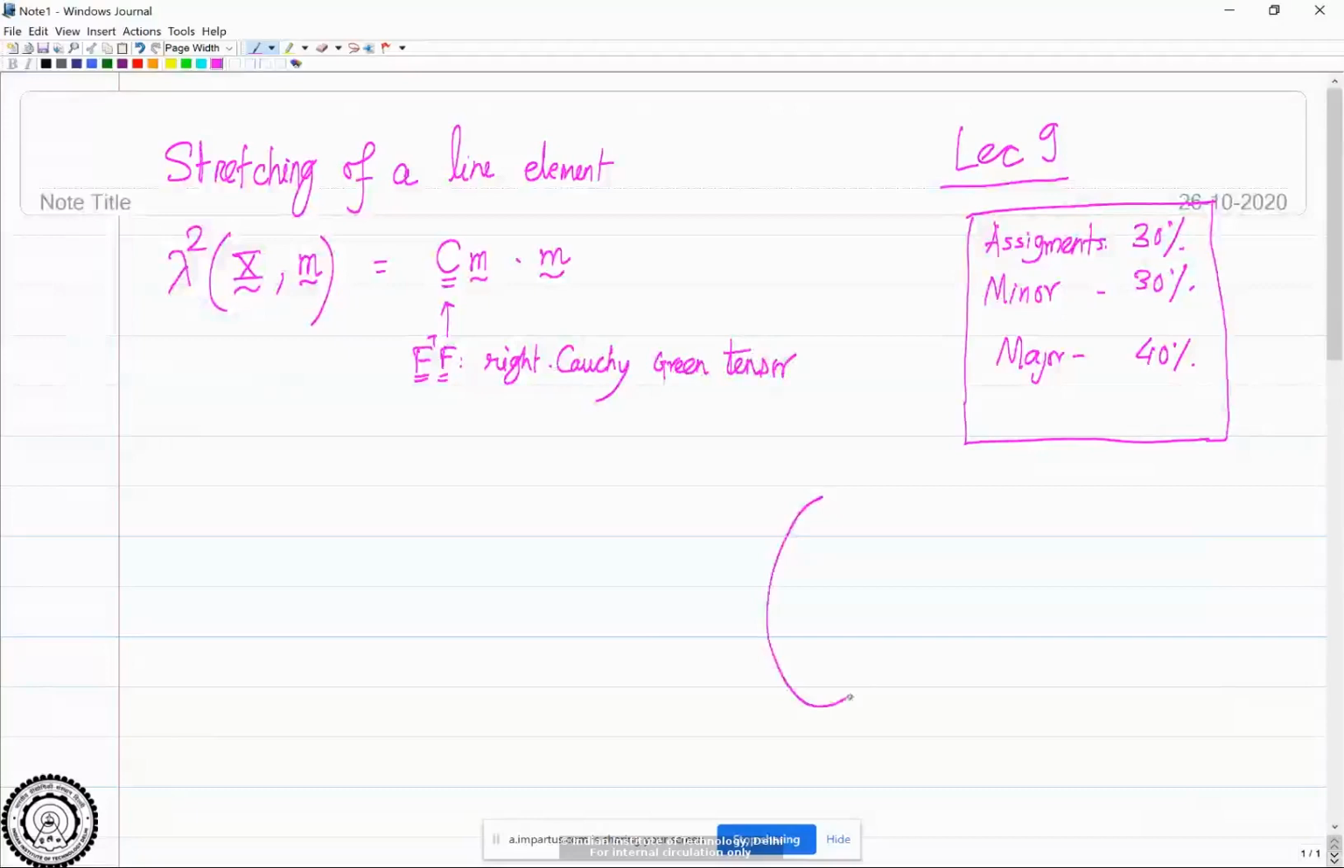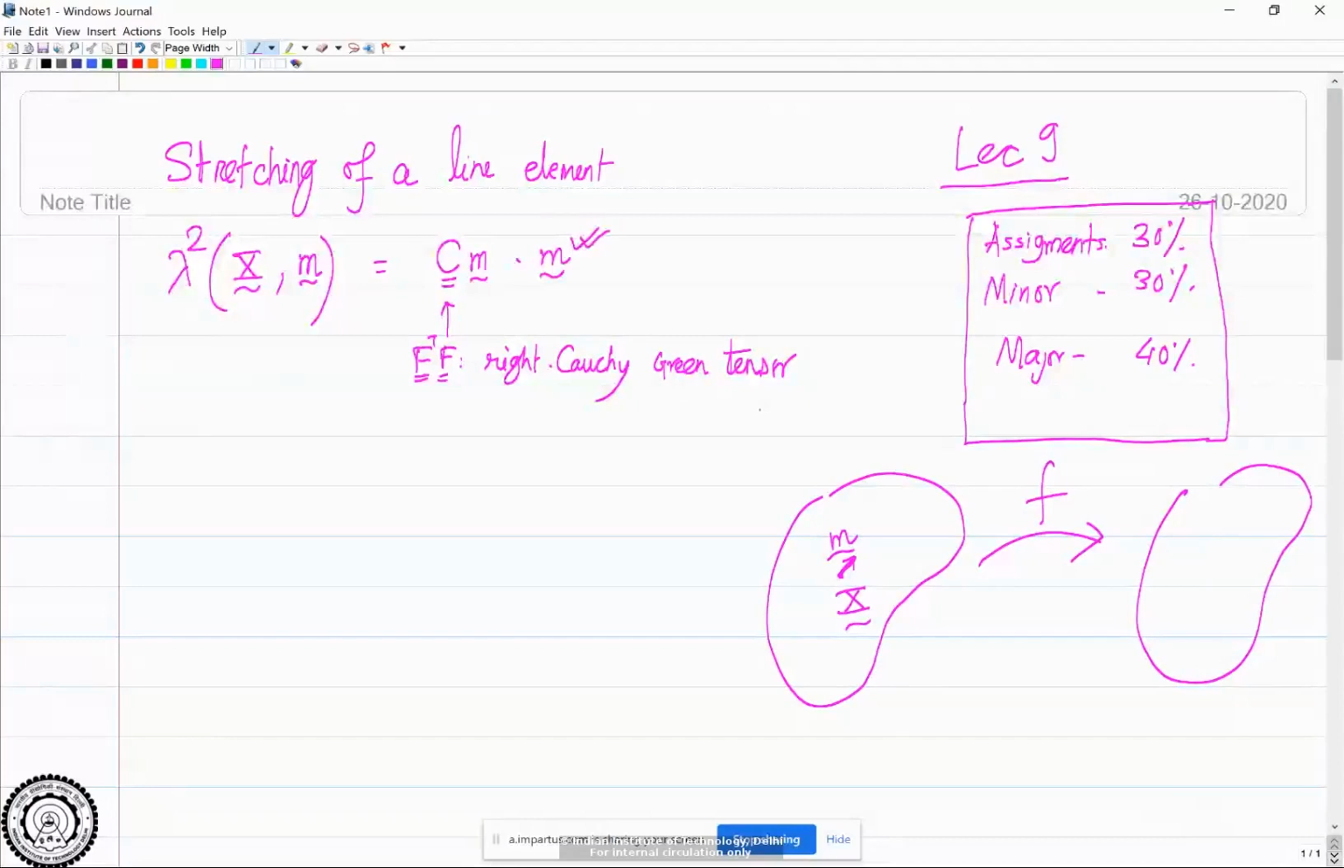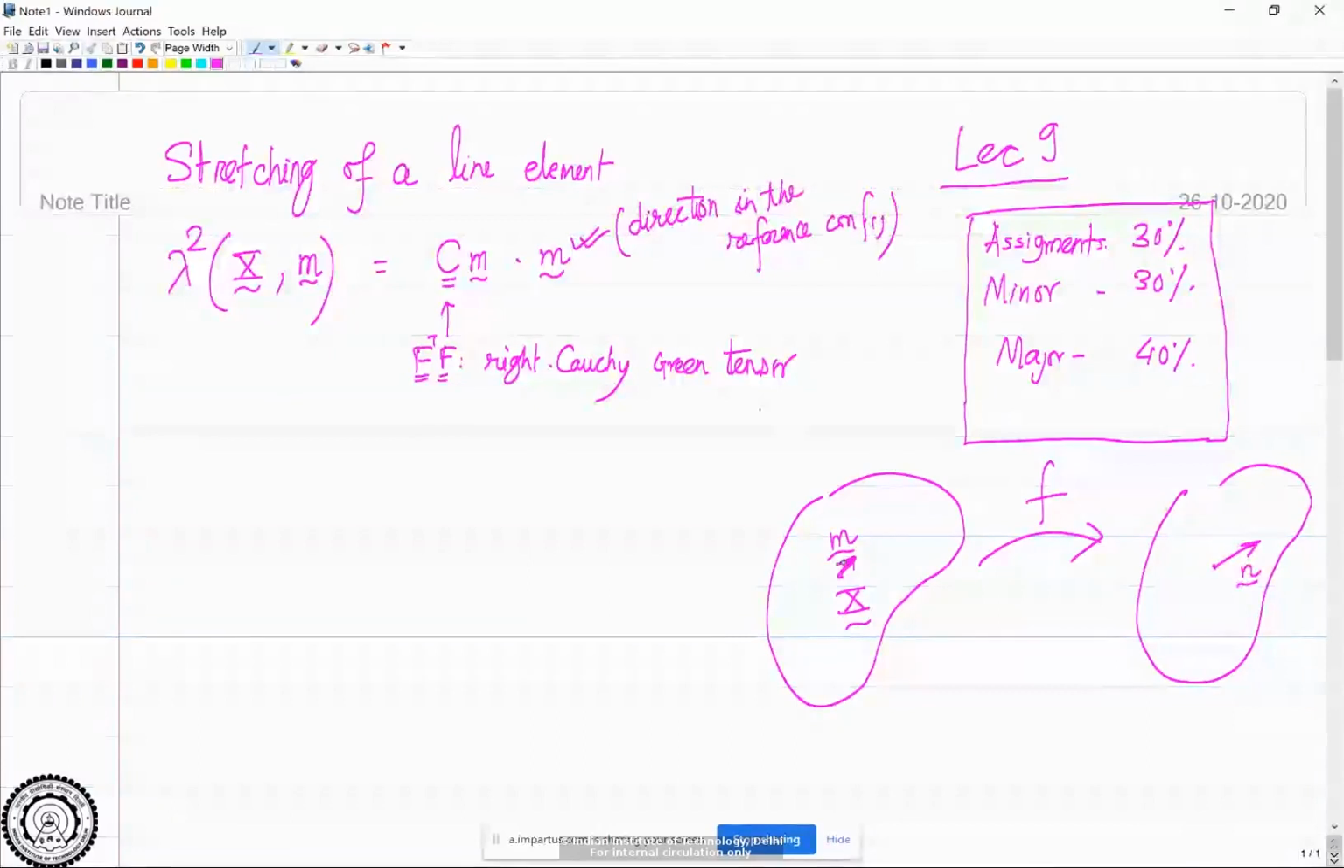Let me again draw that reference and deformed configuration. So here is the point capital X and an infinitesimal line element directed along M. You remember that this direction here has to be the direction in the reference configuration. It's not the direction here in the deformed configuration. A line element having direction M will have a different direction in the deformed configuration, so it's not the same direction.